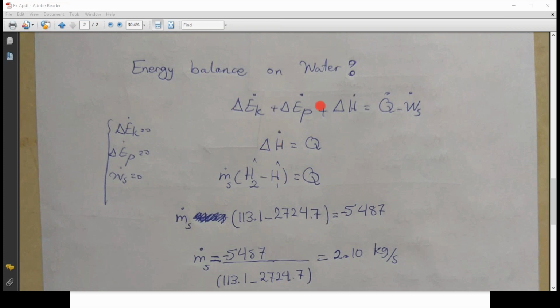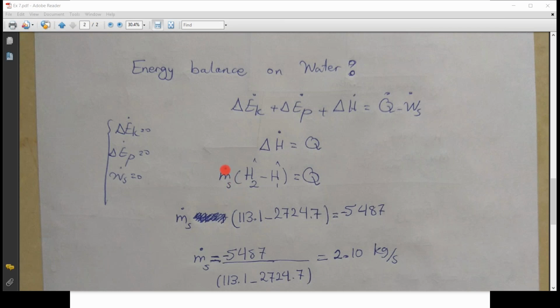So what I did, I wrote the mass energy balance for water now. The same energy balance: delta EK, changes of kinetic energy, changes of potential energy, changes of enthalpy equal to Q minus W. We don't have all these terms, so they are considered as zero. So delta H is equal to Q.